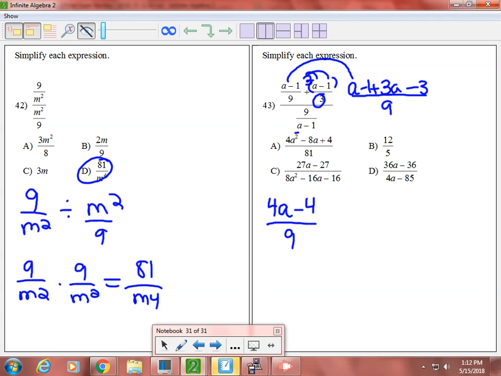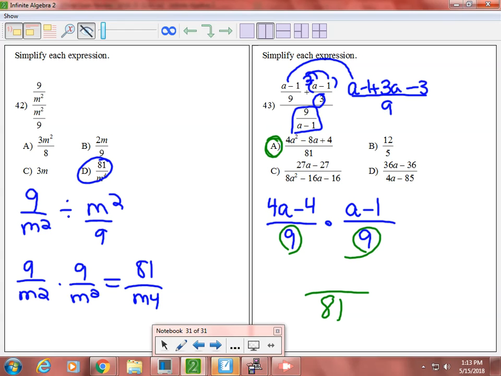And then my denominator, I'm going to flip and multiply by the reciprocal. So I have a minus 1 over 9. Then what happens is we're going to FOIL these tops together, and the bottom is just going to give you 81. That's all your denominator is. So you automatically know that it's going to be this, but you have to FOIL it out. So you'd have 4a squared minus 4a plus 4, and that's going to give you that negative 8a that's there.